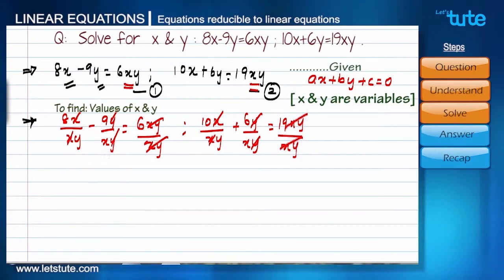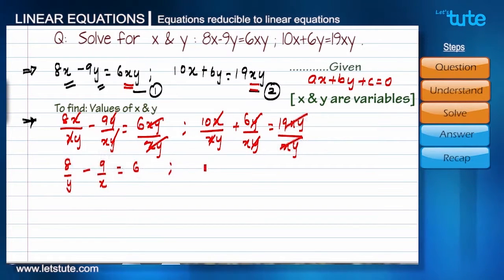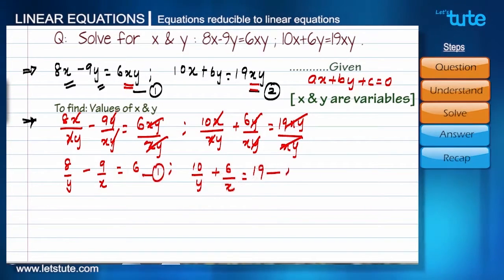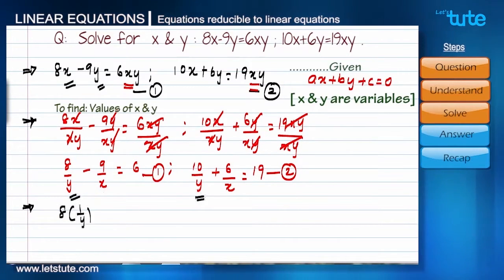So this equation becomes 8 upon y minus 9 upon x equals 6. And the second equation becomes 10 upon y plus 6 upon x equals 19. So this was equation number 1 and this was equation number 2. Let's convert them into linear equations. So we can write these two equations as 8 into 1 by y, since it was 8 by y, minus 9 into 1 by x, since it was 9 by x, equal to 6.